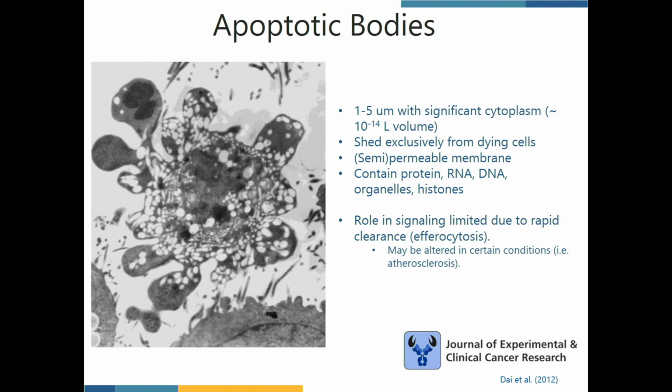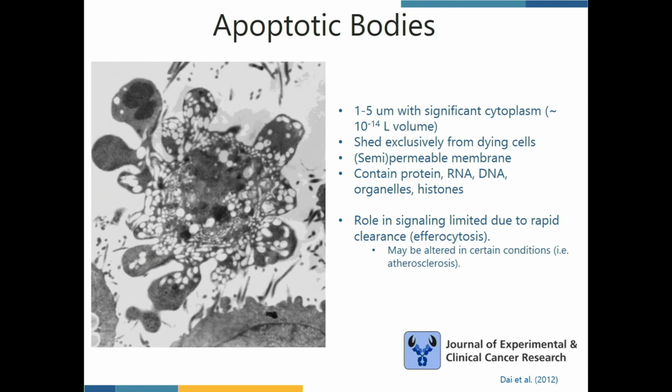Things will leak in and out of apoptotic bodies, whereas they won't from microparticles or exosomes. They contain all of the elements you can find in a cell: RNA, DNA, protein, nuclear protein. Again, the presence of nuclear protein is a unique feature of apoptotic bodies. And in general, their role in intercellular signaling is limited, because they are very rapidly cleared in the body, on the order of seconds to minutes.